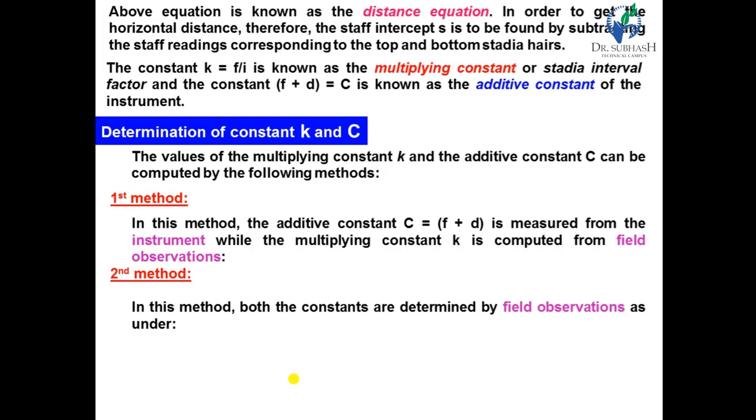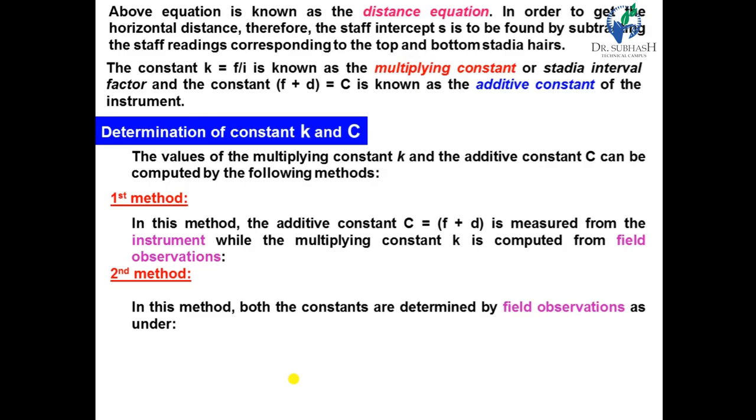The constant K is known as the multiplying constant, and F plus D is equal to C, known as the additive constant. Another question arises in our mind: how can we determine the constants K and C? The values of the multiplying constant K and the additive constant C can be computed by the following methods. Generally, two methods are used for determining the constants K and C.